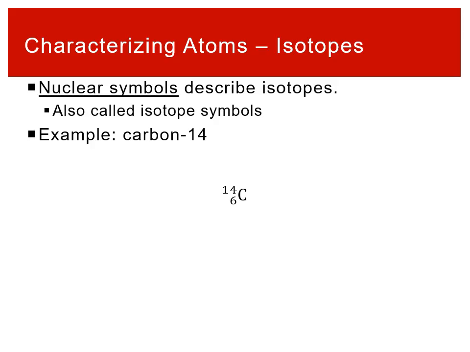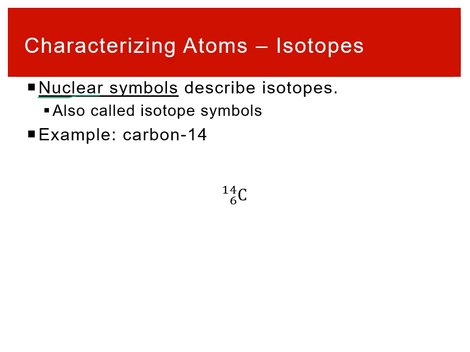So we put all this together in what we call the nuclear symbol. The nuclear symbol describes an isotope, and as the name implies, it describes all of the things in the nucleus. So that's going to be protons and neutrons. It does not describe anything about electrons. So the carbon-14 nuclear symbol is displayed in the middle there.